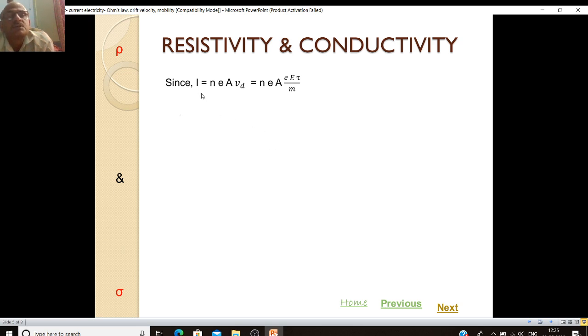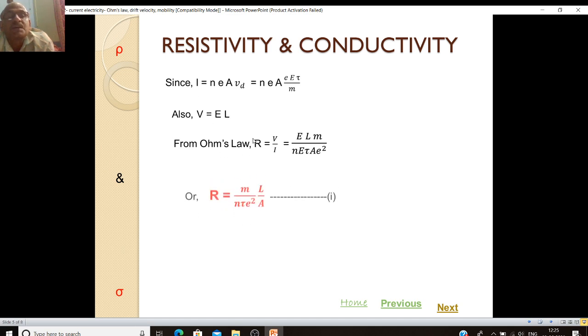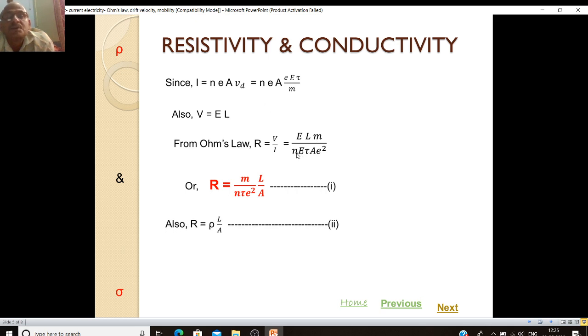Once again we have seen already this relation I equal to neAVd, or the magnitude of Vd is e tau E by m, and V equal to EL. Now if we use Ohm's law, R equal to V by I, then EL divided by n e squared tau A E by m. So R equal to m by n e squared tau times L by A.